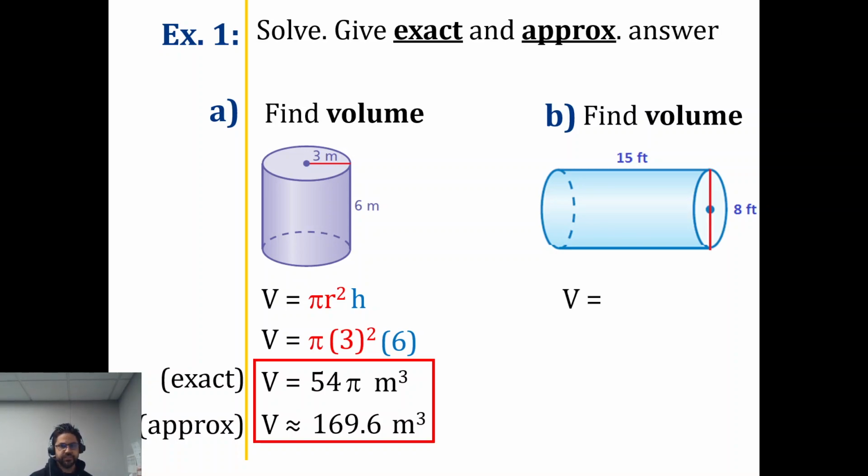So once you have it sketched, go ahead and write down your formula and do your substitution. Some of you might be sketching still. Others may make it quickly, and you may be on the substitution now. Remember, we're looking for both answers, the exact answer and the approximate answer. If the diameter is 8, then we know that the radius is half of that. So we're going to say the radius is 4. Height is 15. Continue there.